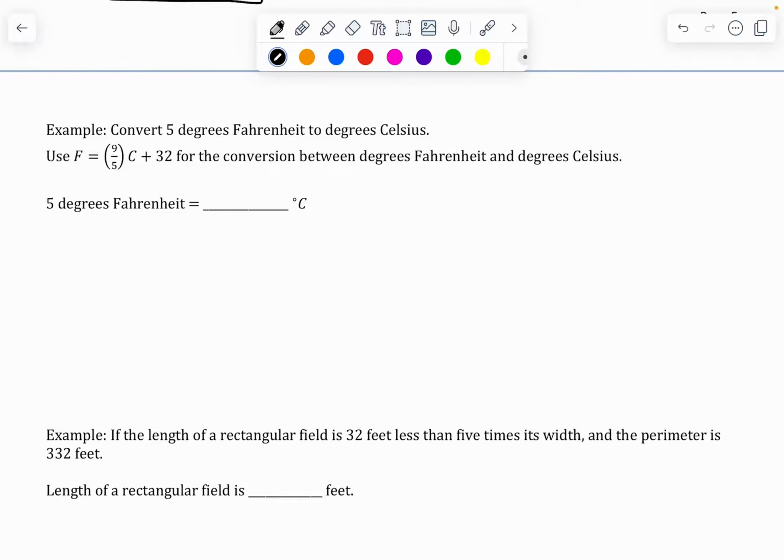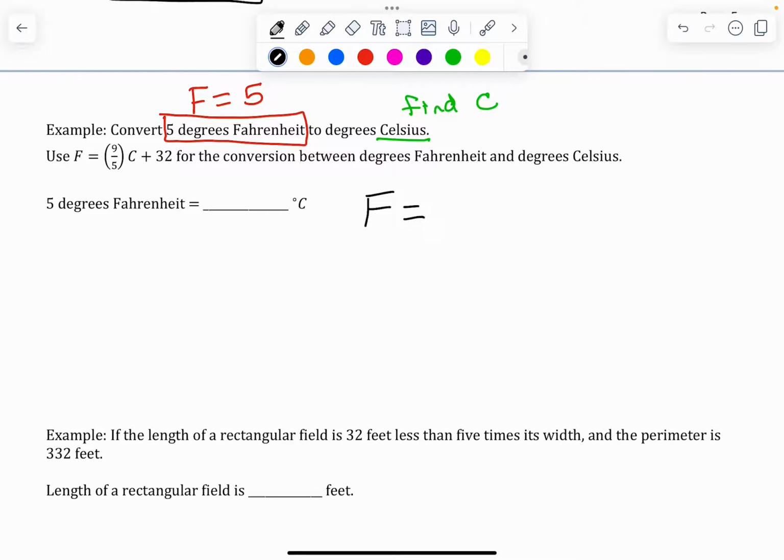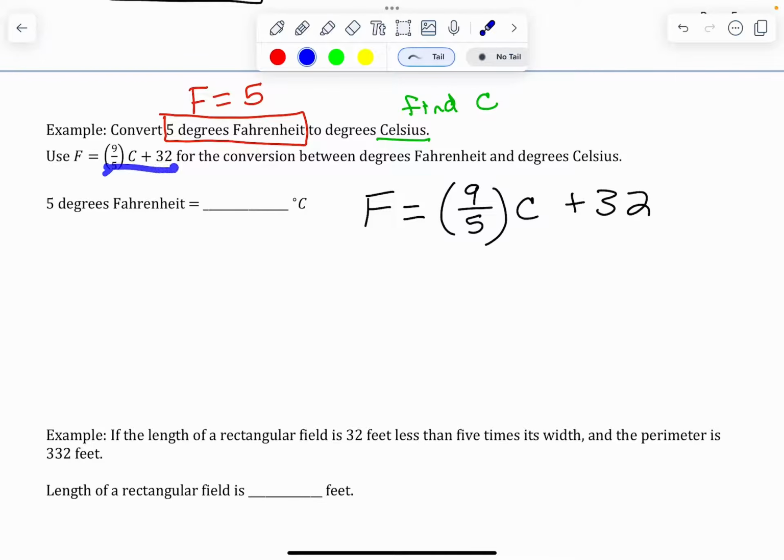So the next one is a formula. We're going to take the information given. So we have convert 5 degrees Fahrenheit. So that means that F equals 5 to Celsius. So we are finding C. So we're going to take the given formula, F equals 9 over 5 C plus 32. That's given to you right here. And we're going to plug in 5 for F.